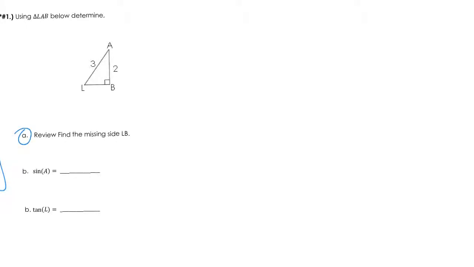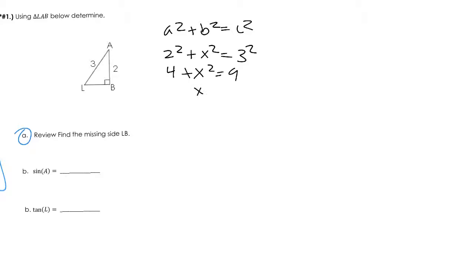This part's a review, but to find the missing side, I'm missing that side, but I see it's a right triangle, so I can use a squared plus b squared equals c squared. I got 2 squared plus x squared equals 3 squared, because 3 is my hypotenuse. So 4 plus x squared equals 9, x squared equals 5, x equals radical 5. So this side is radical 5. I just needed that for the next 2 parts.